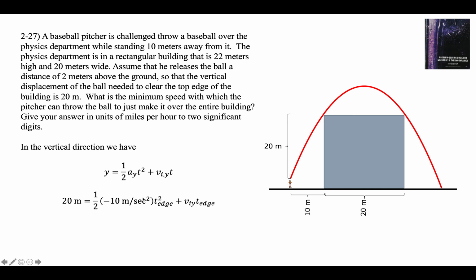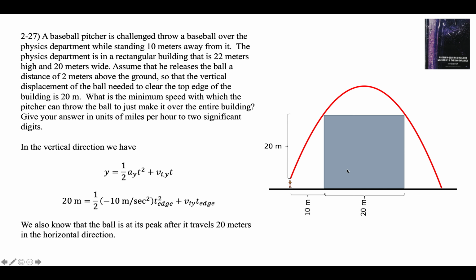Gravity is 10 meters per second squared down. We don't know the time. We've defined it as t sub edge, and we don't know the initial speed in the y direction, so we have 2 unknowns and 1 equation. We need another equation. If the ball is going to just miss the front edge and just miss the back edge, it has to be at the peak in the middle.